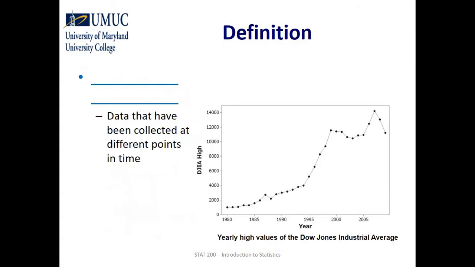The next one we're going to talk about is data that have been collected at different points in time. This is the yearly high values of the Dow Jones Industrial Average. This is the year on the x-axis, and the y-axis is the Dow Jones Industrial high. So this is time series data. Economists, people who do econometrics, finance people use this kind of information a lot.